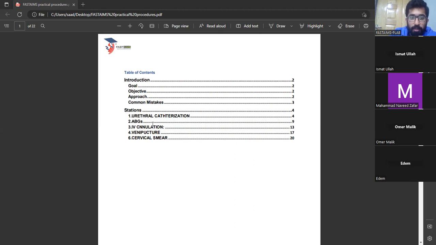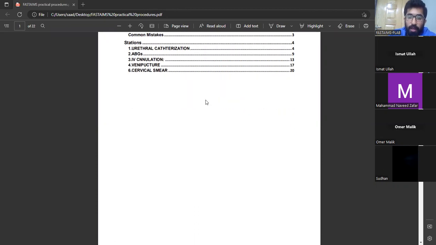In the last 4 scenarios, ABGs, IV cannulation, venipuncture, cervical smear, the approach would be almost the same. But urethral catheterization is slightly different, because in urethral catheterization we have to take history before performing this procedure. So we will see how we can do this scenario.